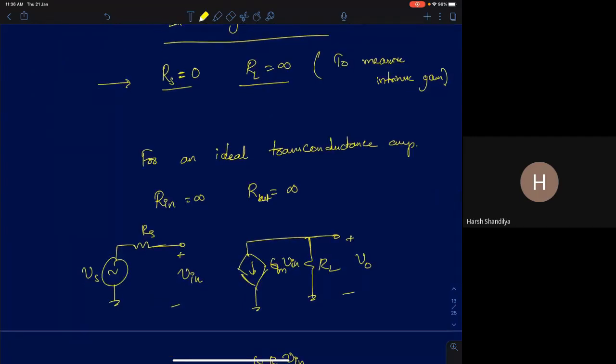Otherwise, I already told you that for any real amplifier, you can never have Rs to be 0 and RL to be infinity. Generally, they will be finite. For example, I told you most of your loads can be modeled as a resistor. A loudspeaker, an audio speaker, can be modeled as a resistance. On a cell phone, you will be designing an amplifier which will be driving an antenna. That antenna can also be modeled as a resistor.